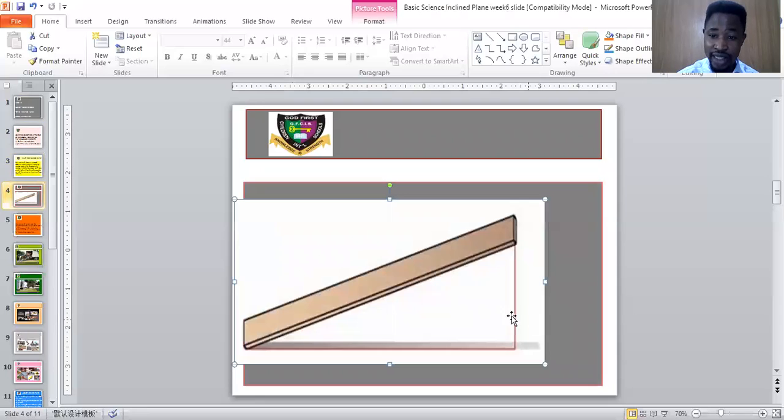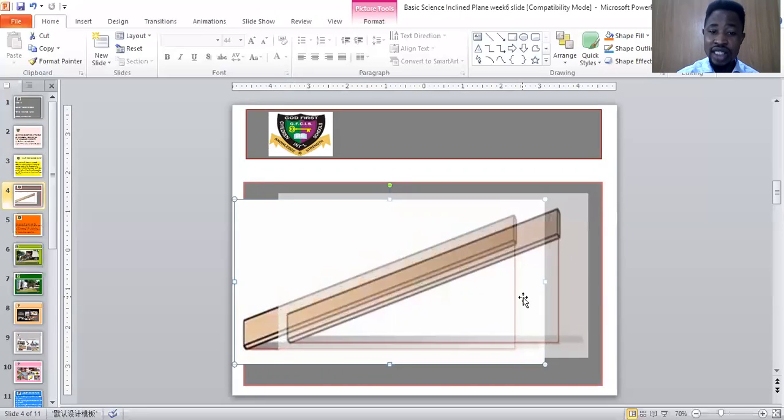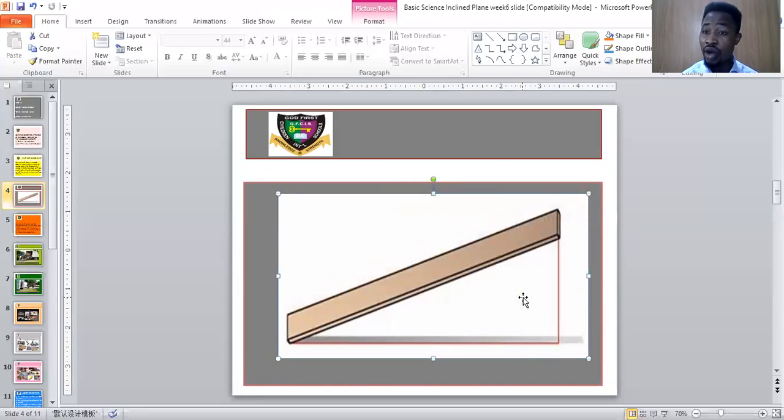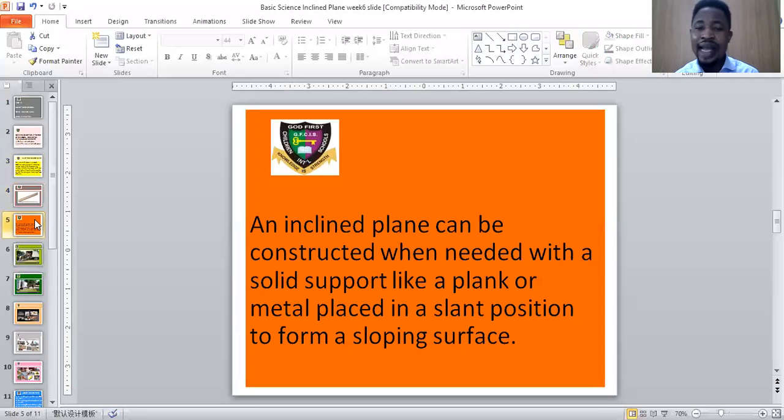This is angle 90. All right. So this is an idea of an inclined plane. And let's go further and see. Now, an inclined plane can be constructed when needed with a solid support like a plank or metal placed in a slant position to form a sloping surface.